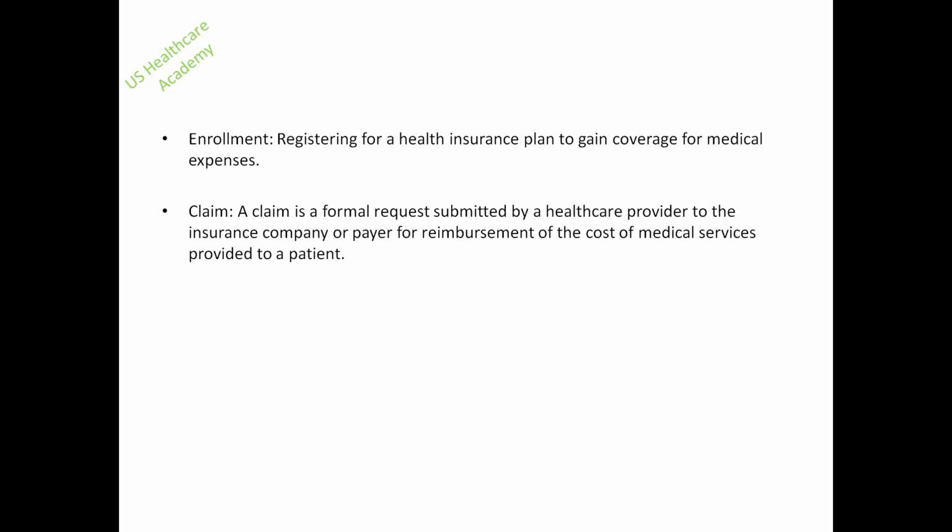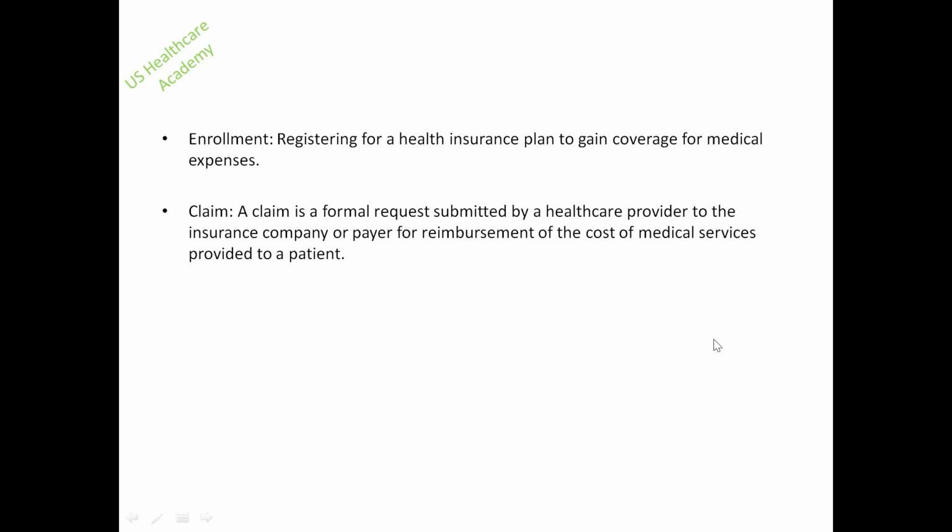All right, claim. We have already spoken about what a claim is, so let's not repeat that. But the EDI format of a claim is 837. These are just three-digit numbers assigned to the electronic data interchange formats for each and every area of US healthcare, like claim, remittance. Remittance is explanation of benefits. Remittance is 835, enrollment 834.